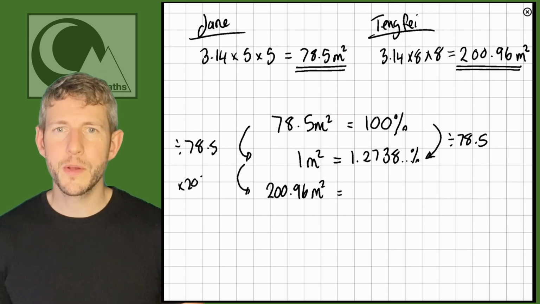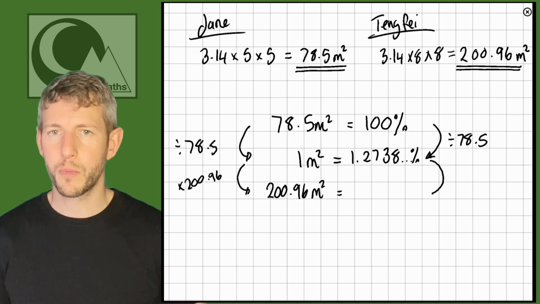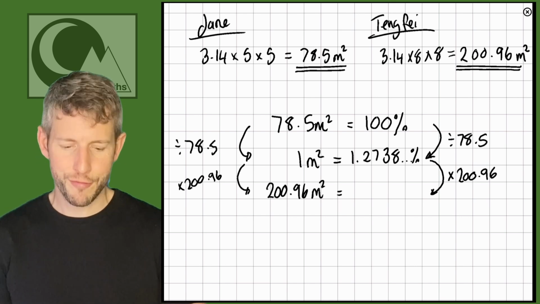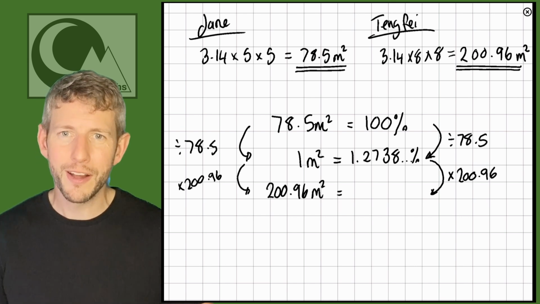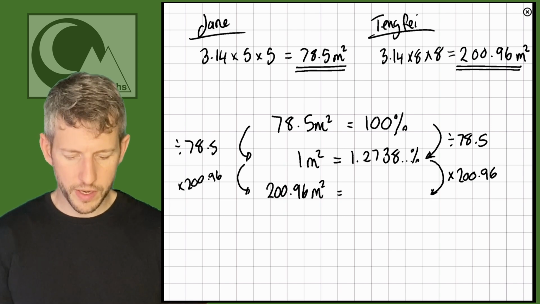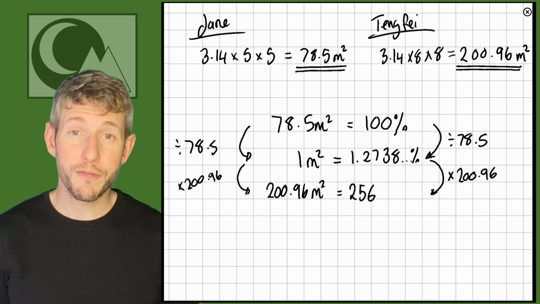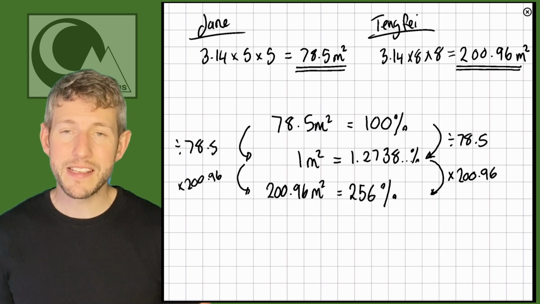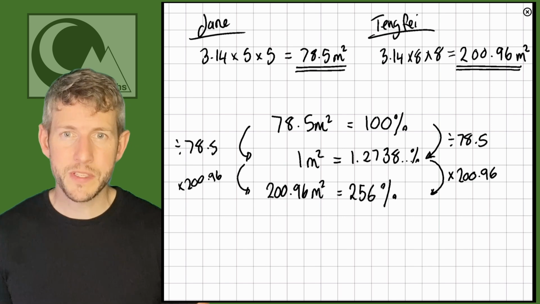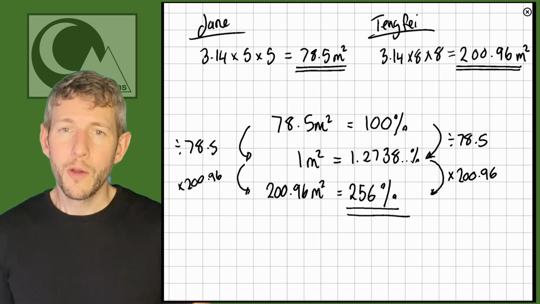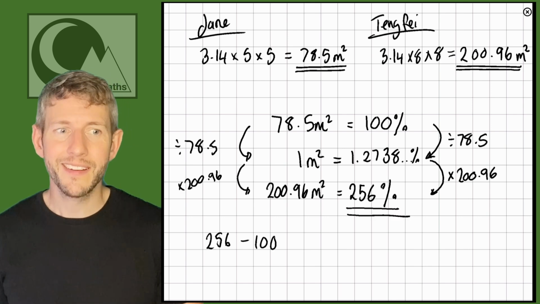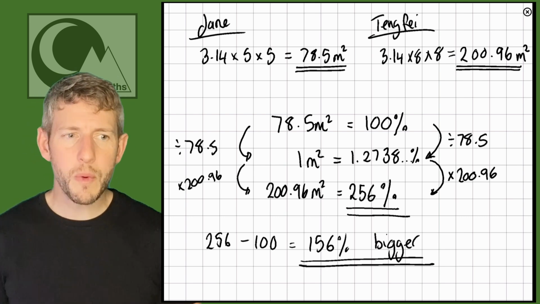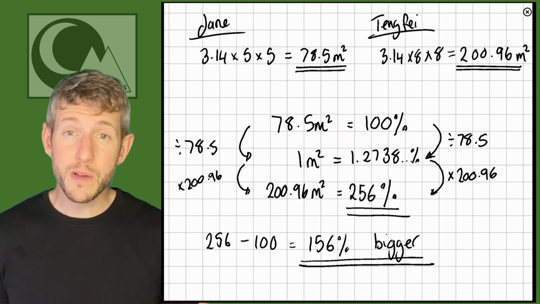Okay, and now I need to find out 200.96 meters squared. So 1 times 200.96 is 200.96 meters squared, and then 1.273888535 multiplied by 200.96 is going to equal 256%. Okay, so what we can actually see here is that Teng Fei's garden is 256% of Jane's garden, which means Teng Fei's garden is actually 156% bigger than Jane's. Okay, as I said, lots of ways to do that. However you choose to do that is up to you.